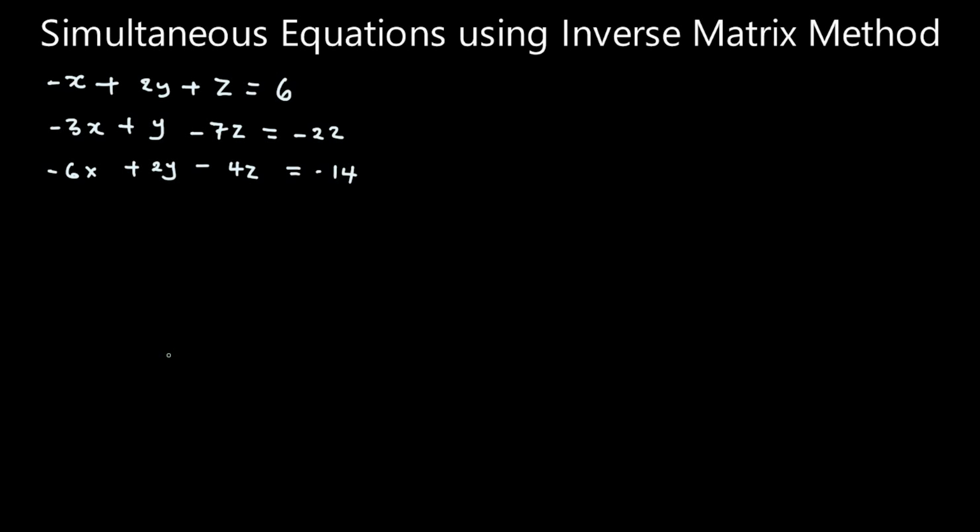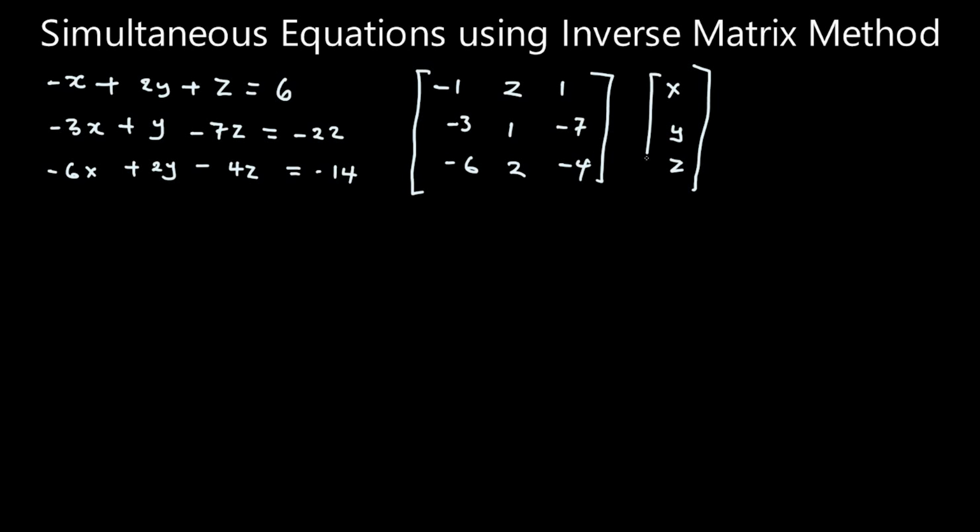And for this case, we are getting the solutions for x, y, and z. So again, we rewrite this in matrix form, and in the coefficient there we have minus 1, 2, 1. We have minus 3, 1, minus 7. We have minus 6, 2, minus 4. This one, we have x, y, and z. Should give us 6, minus 22, minus 14.